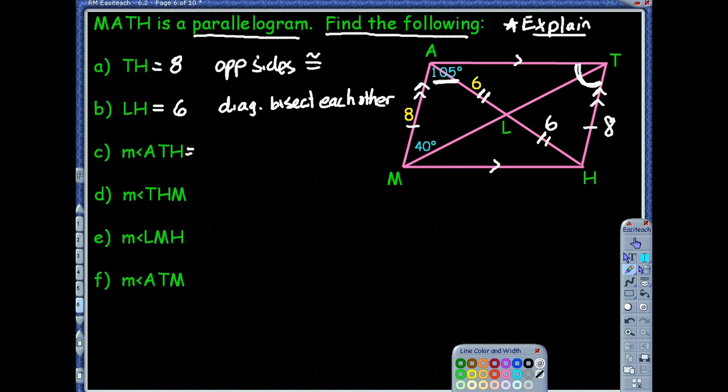And I remember we talked about consecutive angles are supplementary. So what could we do? So I could take 180 minus the 105, and that's going to give me my 75. And the way to support that would be what you just said. The consecutive angles are supplementary.